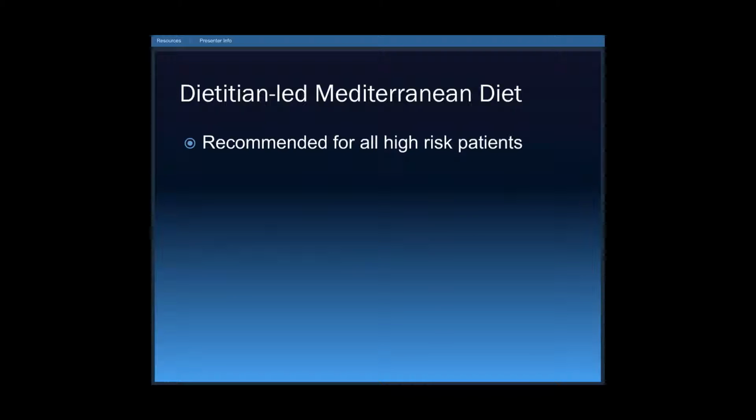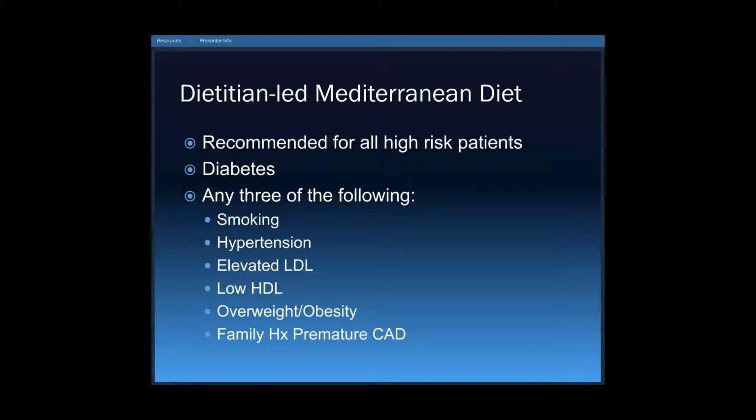Now for high-risk patients, the recommendation is for a dietitian-led Mediterranean diet. Who's high risk? Well, it's all patients with diabetes, or if the patient has 3 of the listed conditions. Of course, a referral to a dietitian depends upon your local resources being able to support it, but the studies do show a 30% relative risk reduction for those on the diet.